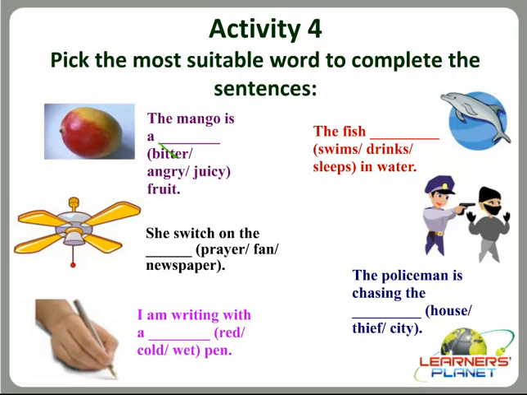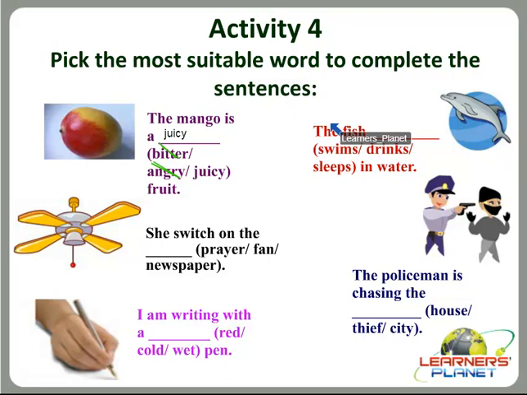Angry. Mango cannot be angry. Teacher can be angry. Student can be angry. But mango cannot be angry. The mango is a juicy fruit. Mango has juice. So the correct answer is juicy. The mango is a juicy fruit. Very good students. Next one.